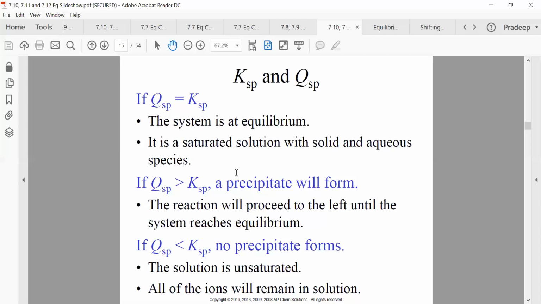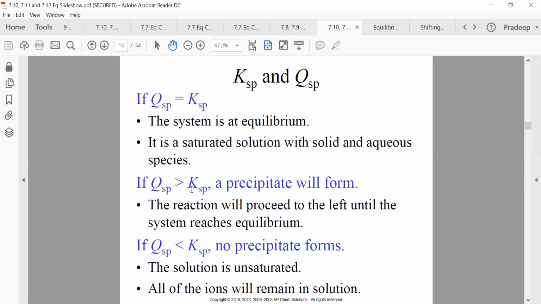So there is an equal rate of conversion going on there. If QSP is greater than KSP, then a precipitate will form because the reaction will proceed to the left until the system reaches equilibrium.